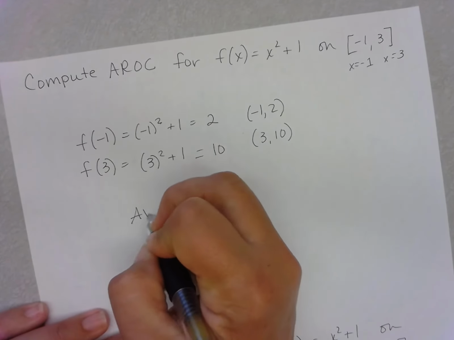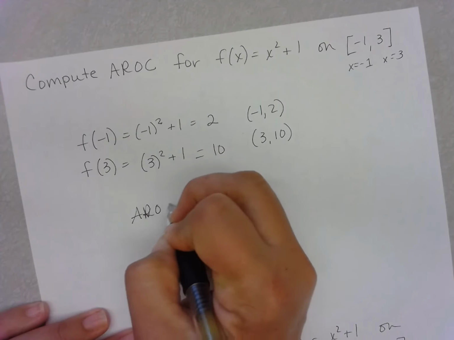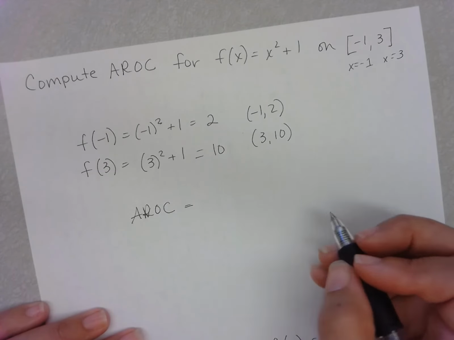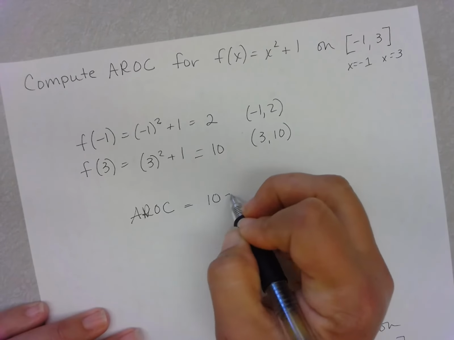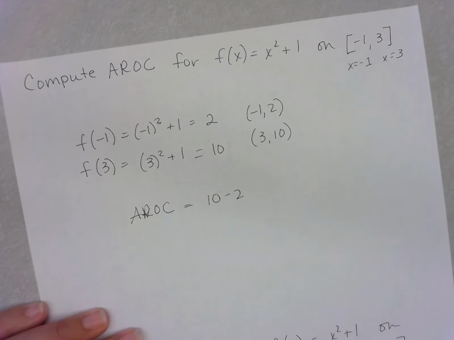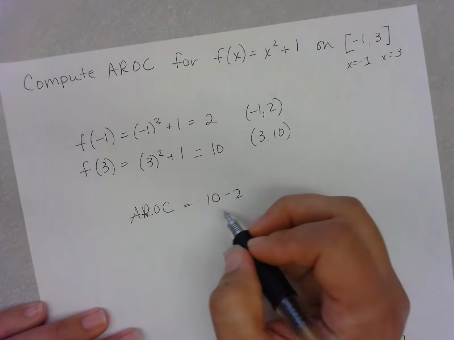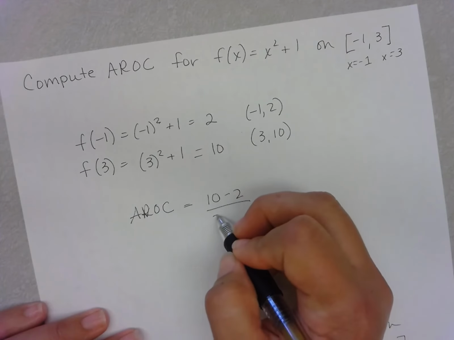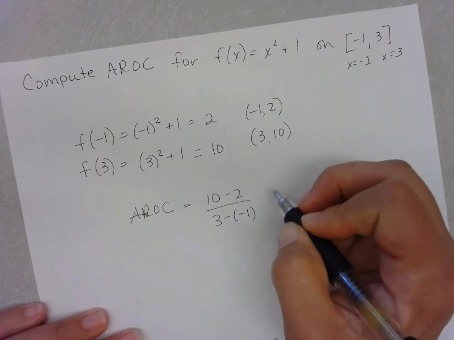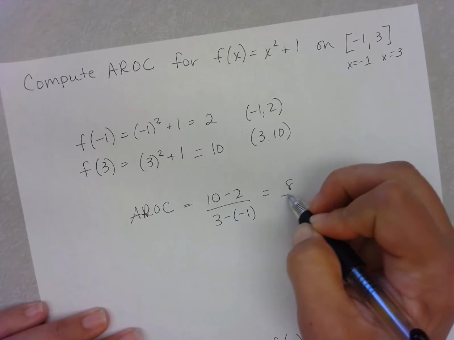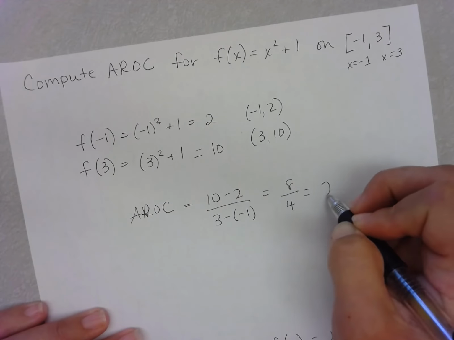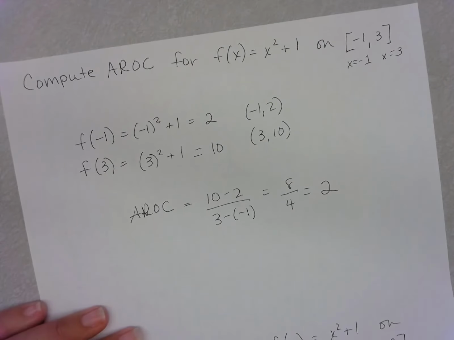So my average rate of change is, okay, so I'm going to write 10 minus 2. It doesn't matter which direction you choose them. I just like things to be positive. So 10 minus 2 over, then I started with the 10, so 3 minus -1. So in this case, that would be 8 over 4, which is, in this case, 2.